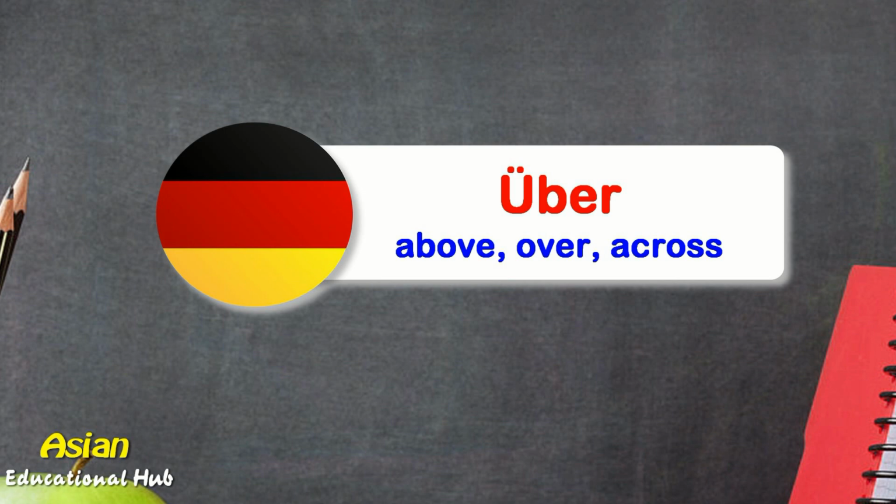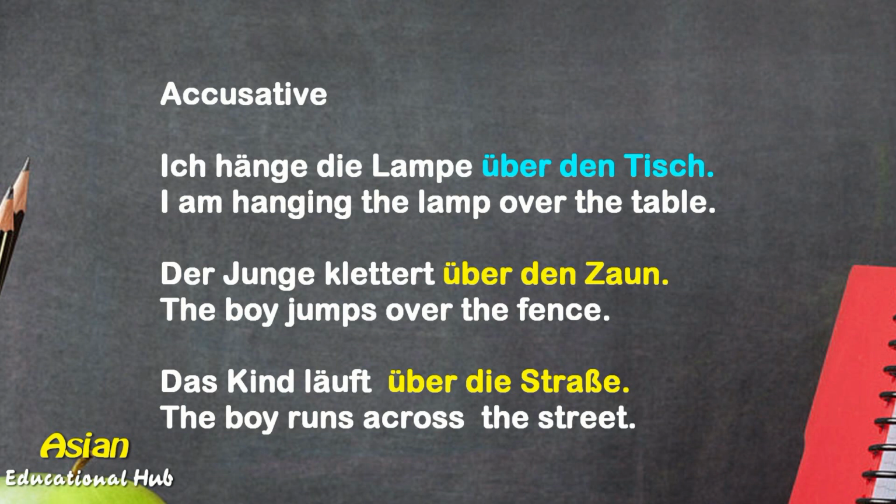Next one is here über, over, above and across. Accusative case is hänge die Lampe über den Tisch. I am hanging the lamp over the table. Der Junge klettert über den Zaun. The boy jumps over the fence. Das Kind läuft über die Straße. The boy runs across the street.